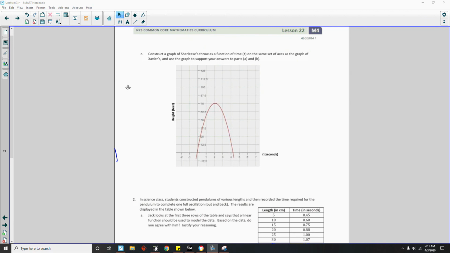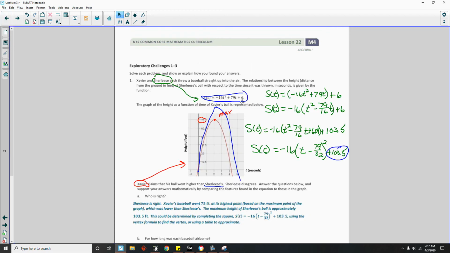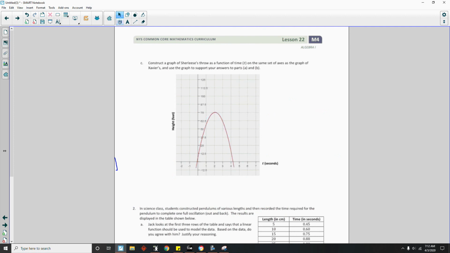Okay, page 3 brings us to part C of the question, and it says to construct a graph of Charlize's throw as a function of time on the same set of axes as the graph of Xavier's, and use the graph to support your answers to part A and B. So if I go back to graph this, I need the y-intercept, and this is her function right here, and the y-intercept is 6 feet. So that's the first thing I'm going to plot. So I will plot a point at 6 feet. Well, 12.5 is here. 6.25 would be centered, so just a little bit lower. So her y-intercept is 6 feet right there.